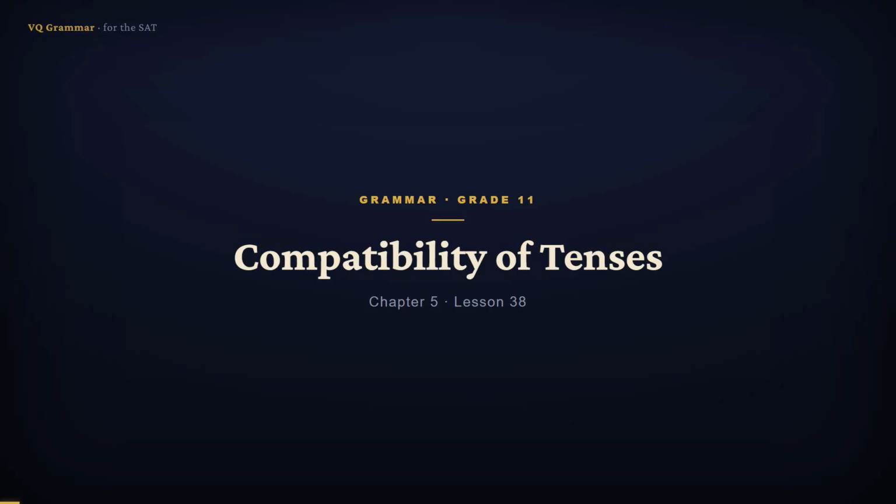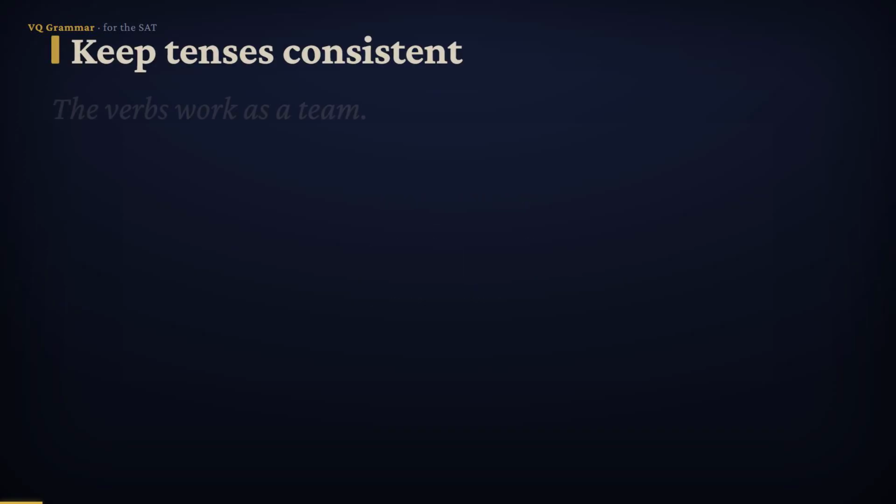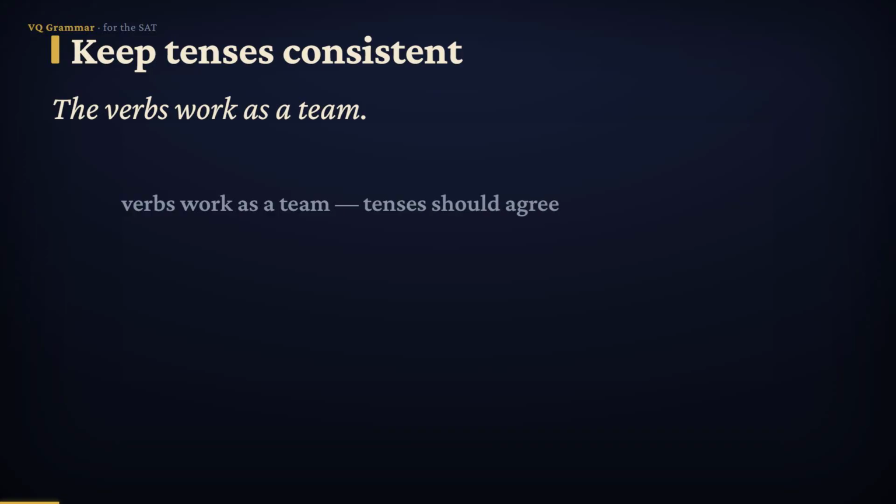We've built every tense. Now let's make them work together. When a sentence has more than one verb, the tenses need to be compatible. Here's the big idea for this lesson. Keep your tenses consistent. The verbs in a sentence work as a team, and their tenses should agree about when things happen. Listen to a mismatch.